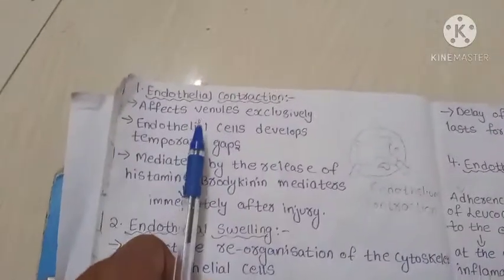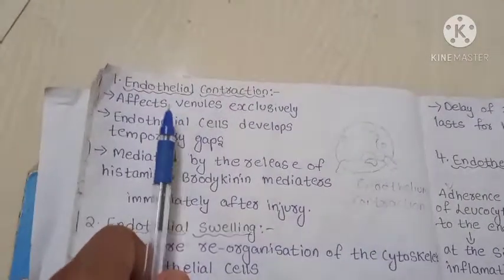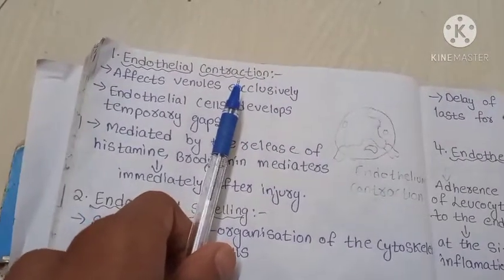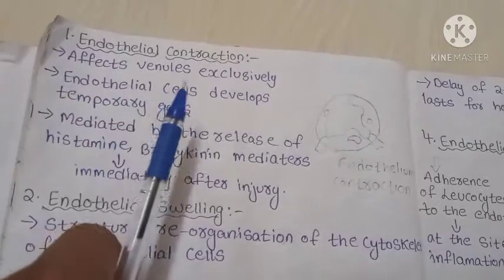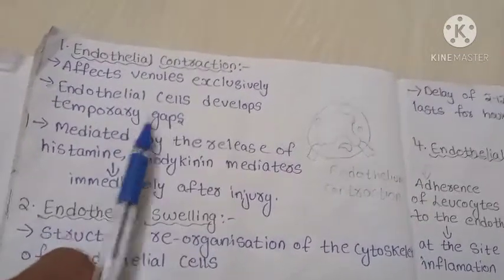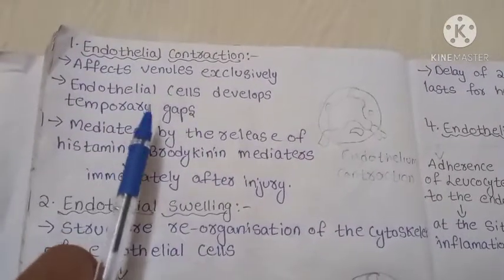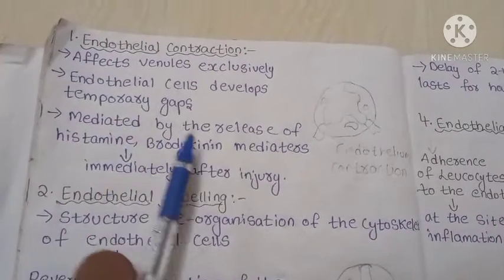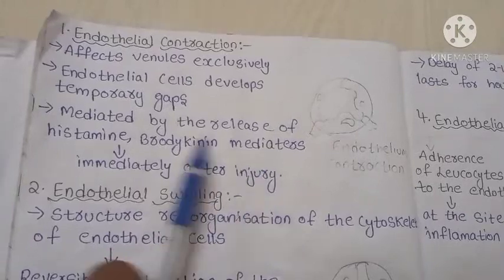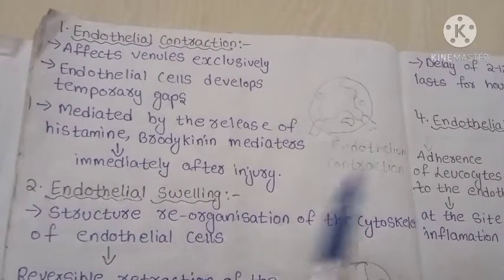The first mechanism of increased vascular permeability is endothelial contraction. Here you can see the endothelial contraction image. It affects venules exclusively. Endothelial cells develop temporary gaps, which is mediated by the release of histamine, bradykinin and other mediators, and it occurs immediately after injury.